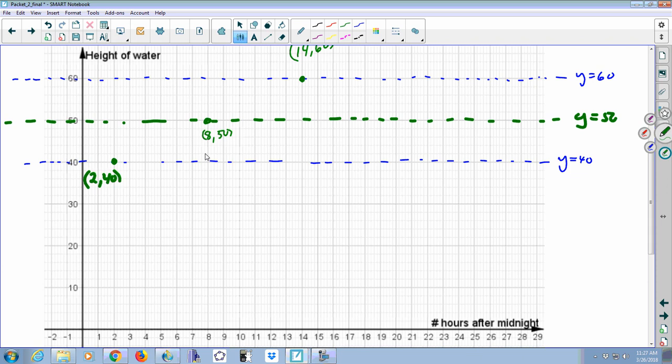Because I added 6 to 2 or subtracted 6 from 14. So now I do 14 plus 6, I come out to 20. And I'm going to be right back to my midline. Oops, it's right here. And another 6 hours, or 24 hours after 2 hours after midnight, which is 2 a.m. the next day, I'll be back down to my minimum.